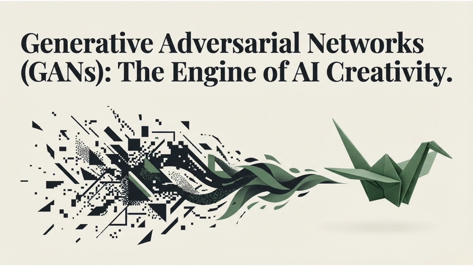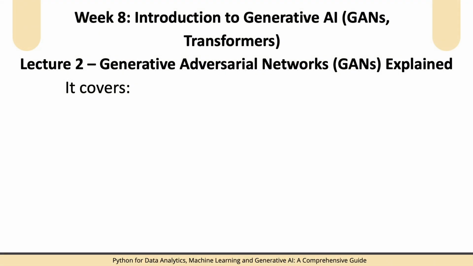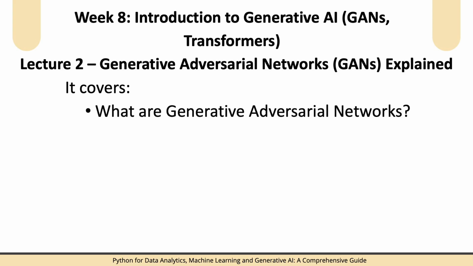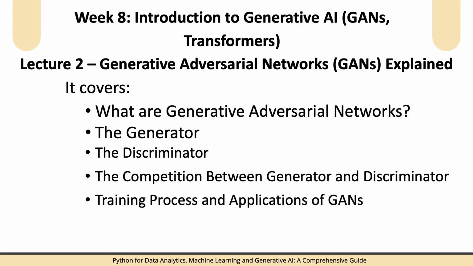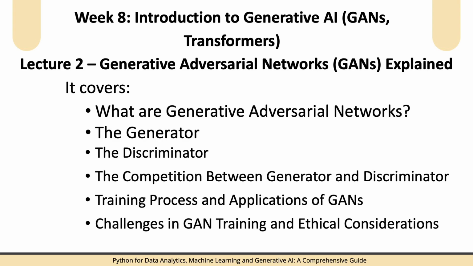But how can a computer create such realistic content? The answer lies in a clever idea where two neural networks compete with each other. This competition helps the system improve over time and produce very realistic outputs. In this session, we will cover what are generative adversarial networks, the generator, the discriminator, the competition between generator and discriminator, training process and applications of GANs, challenges in GANs, and training and ethical considerations.